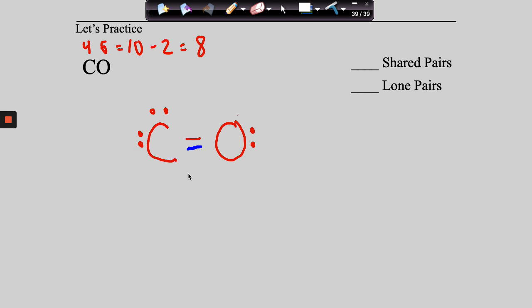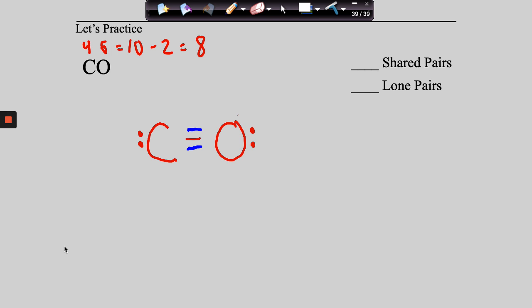But now we look at this oxygen, and this oxygen's only got 6. That's not going to work. So what we need to do then is take a pair of electrons off the carbon, and move it into the middle. And now both of these atoms have 8 valence electrons, and we just created what is called a triple bond. So carbon and oxygen are triple bonded together in carbon monoxide.